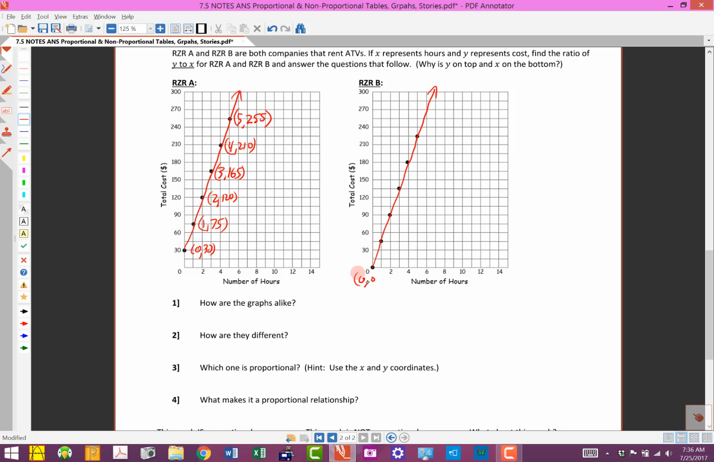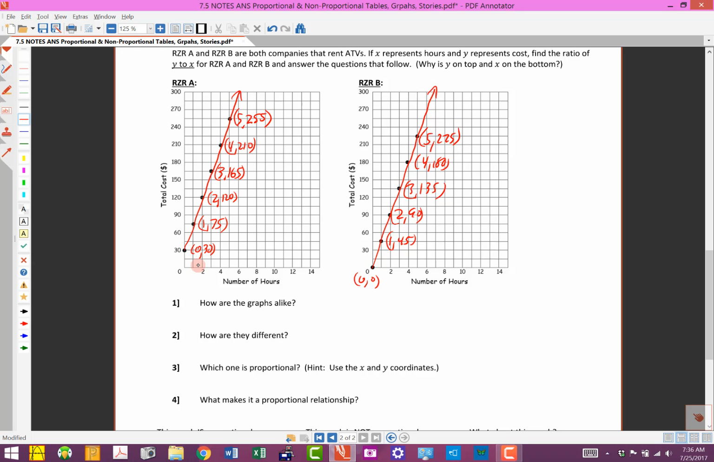Let's do the same thing with this one. This one's 0, 0. This one's 1, and then right in between 30 and 60 would be 45. So 1, 45, 2 and 90. Let's look at this one here. This would be 3, and then right in between there, that'd be 135. And then this one is 4 and 180, and this last one's going to be 5 and 225.